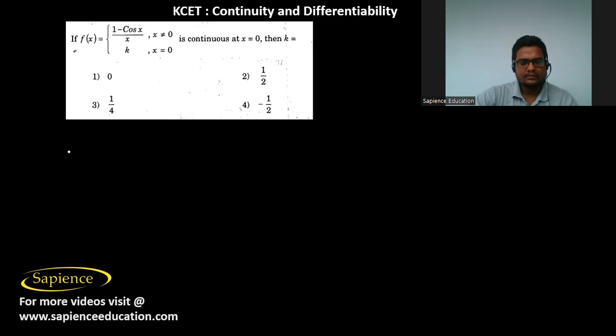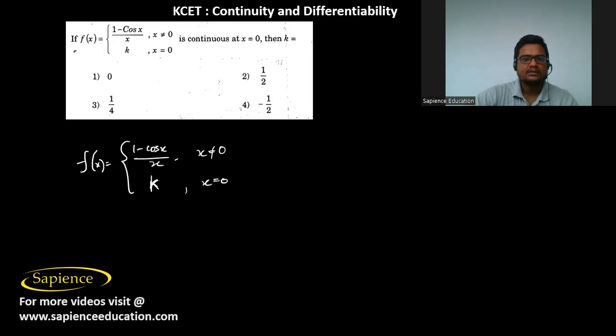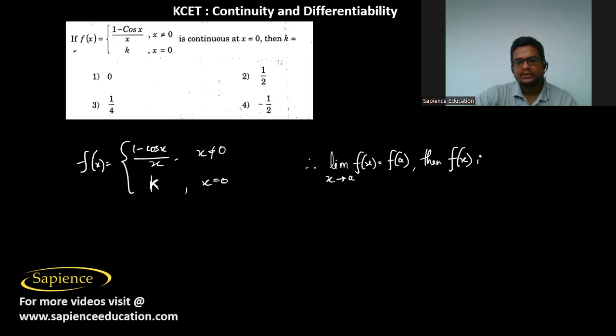So here in the first question, it is told that if the function f of x equals 1 minus cos x by x, where x is not equal to 0, and that is equal to k, if x is equal to 0, if that is continuous at x equal to 0, then k equals how much? So now, the rule is that if limit x tends to a of f of x is equal to f of a, then the function f of x is said to be continuous at x equal to a.